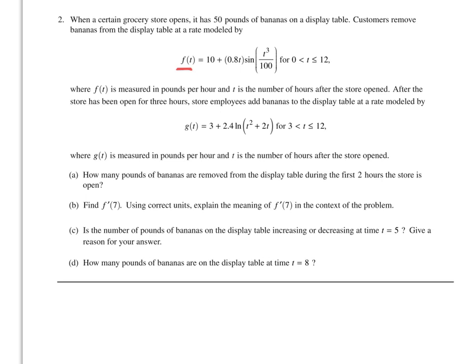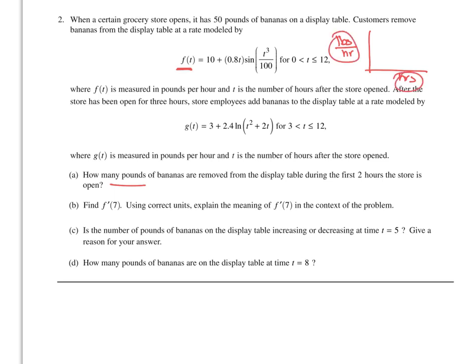So part A says how many pounds of bananas are removed from the display table during the first 2 hours the store is open. So we're going to be looking at F of T. F of T is the rate at which the bananas are being removed. So that's our derivative of however many bananas are there. So what we want to do is find the antiderivative of F of T. Think about your units. This is in hours. This is in pounds per hour. We want to know how many pounds. Notice what happens if you multiply these two units, you're left with pounds.